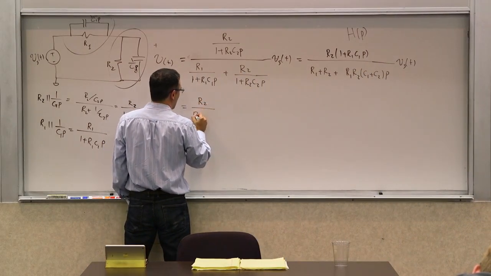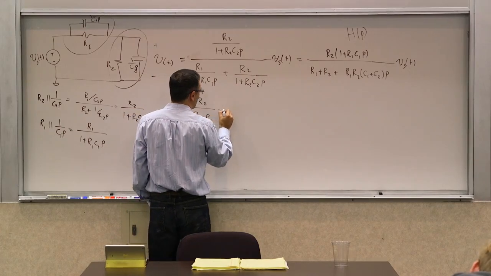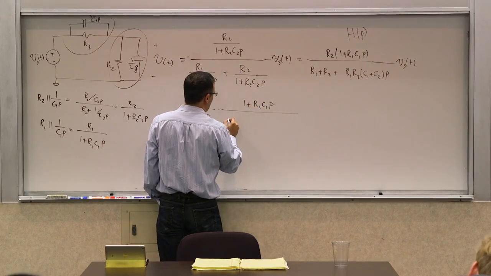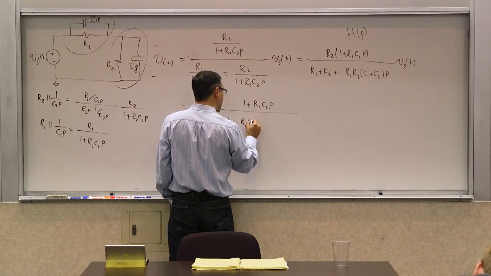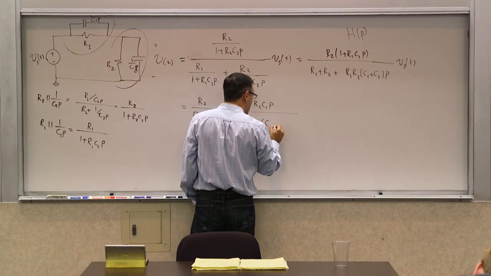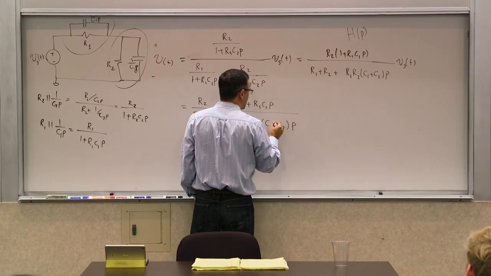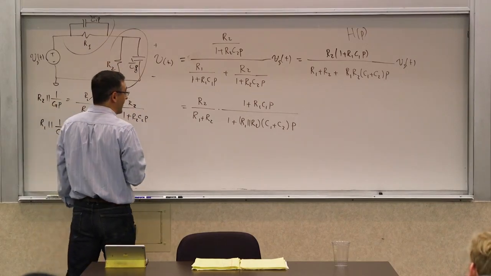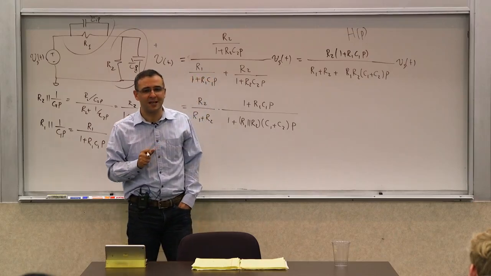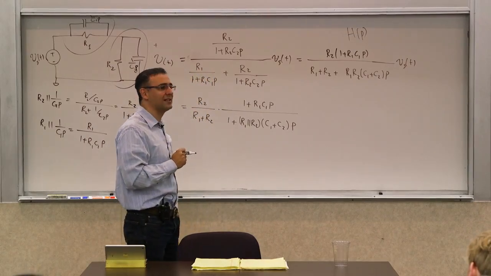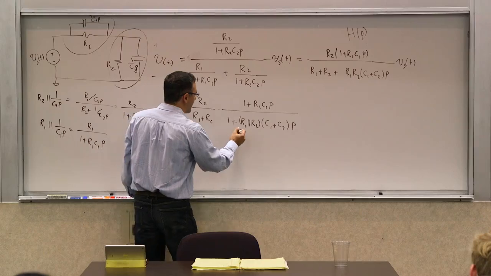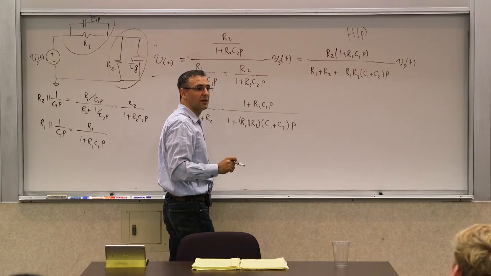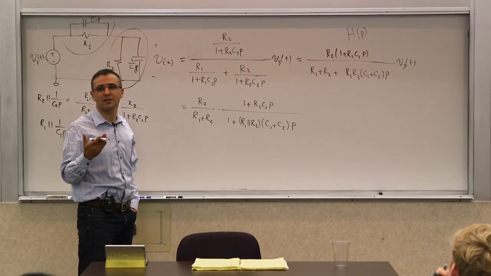You can also write this in a slightly nicer way: R2 over R1 plus R2, times 1 plus R1C1P, divided by 1 plus R1 parallel R2 times C1 plus C2 times P. The late Professor David Middlebrook of Caltech was a professor here for a very long time, for 50 years or so. And he used to call these low entropy forms, because this is much better than that, because it shows you how the parameters affect each other. The usefulness of this is for design.